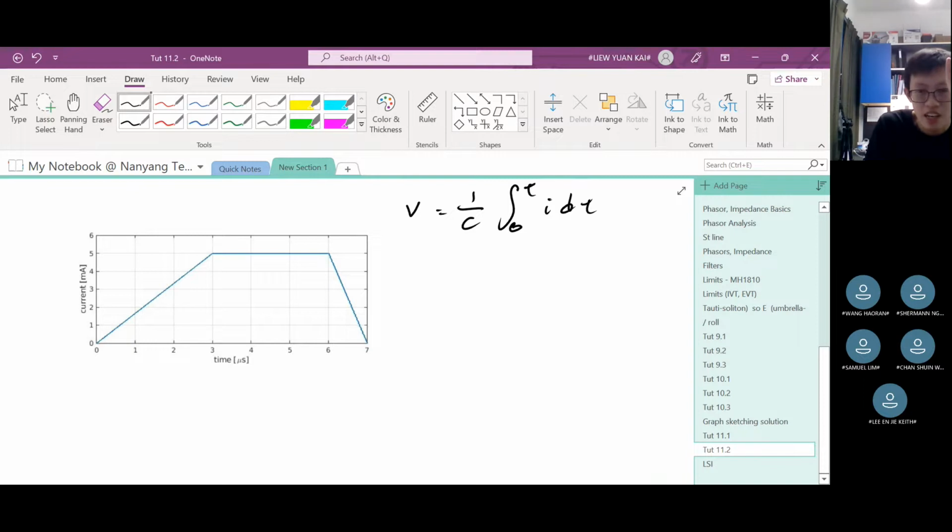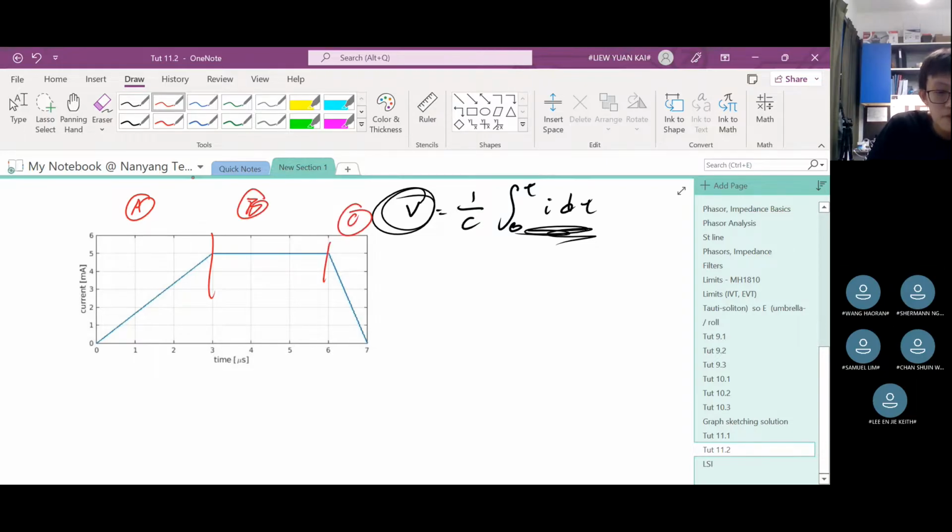So to get the shape of the VT graph, I need to look at the shape of the IT graph and find the integral version of it, right? Because we are interested in voltage. So we need to integrate the current to get the voltage time graph. So let us look at each segment. Let me call this segment A, segment B, and segment C.